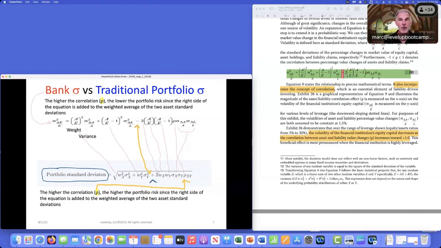And if you don't recognize that equation 9 is subtly different than the portfolio standard deviation with a plus 2, you're going to screw it all up. You're like, oh, this is an errata. No.